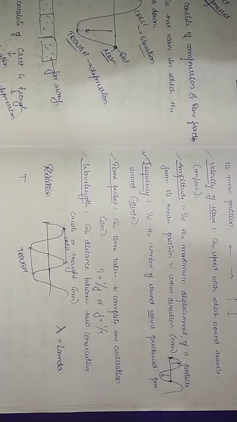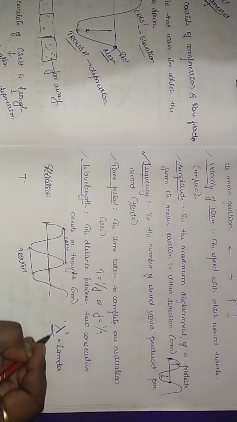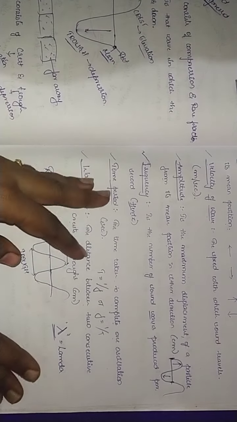Wavelength is measured through lambda. Got it, children? The distance between two consecutive crests or troughs is measured in centimeters, and the symbol we use is lambda. Everybody has to remember this symbol lambda.